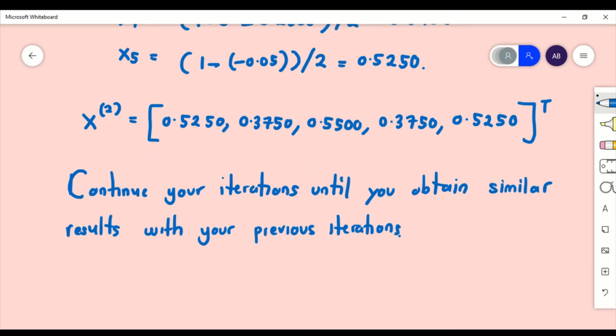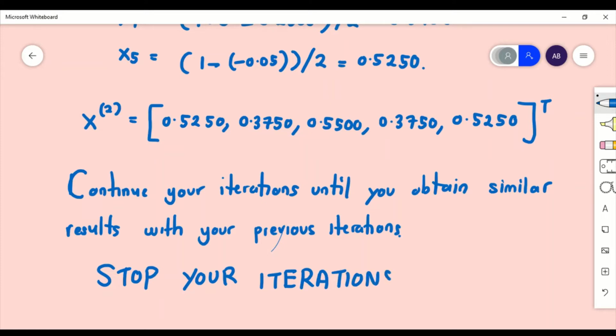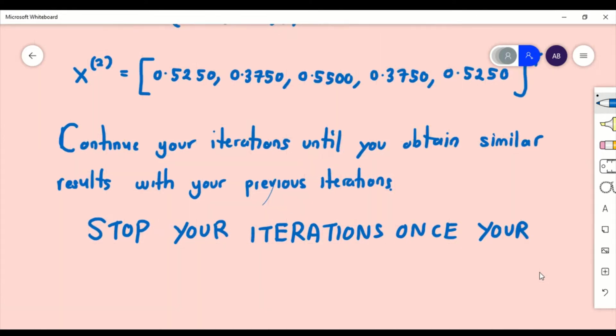You can move further. You can try to do your fourth iteration, and even when you do the fourth iteration, your solution is similar to my third iteration and my second iteration. This means your solution has converged to the exact solution. So stop your iterations once your solution has converged.